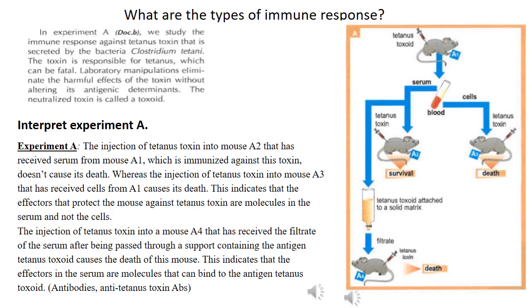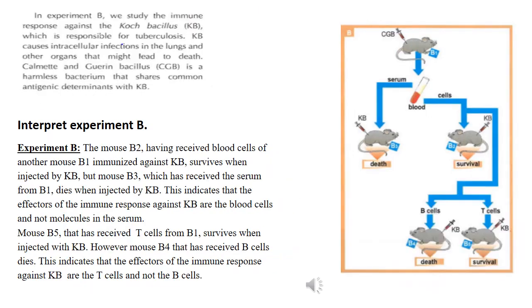Okay? So here, this is the first type of specific immune response ensured by the serum. So we have seen in experiment A that when the mouse is injected with tetanus toxin, it fights this toxin by secreting antibodies. You know the antibodies are produced by lymphocyte B. So by secreting antibodies against this toxin. Let's see if the mouse is injected with another type of antigen, what would be its response?